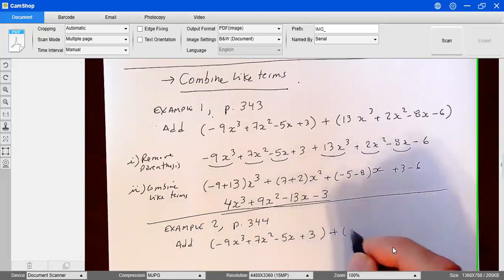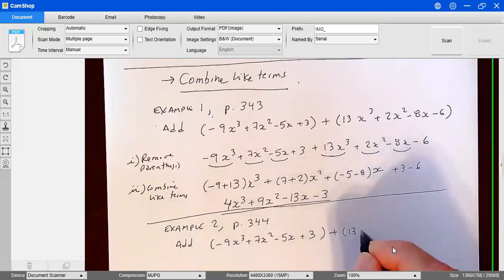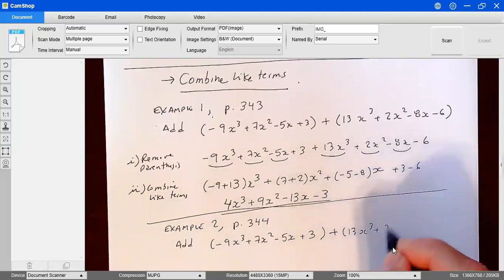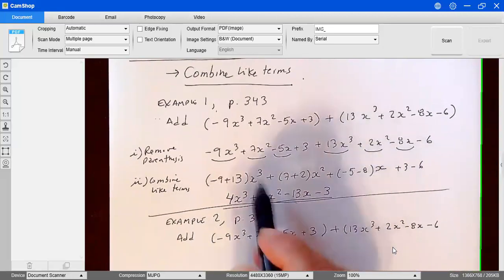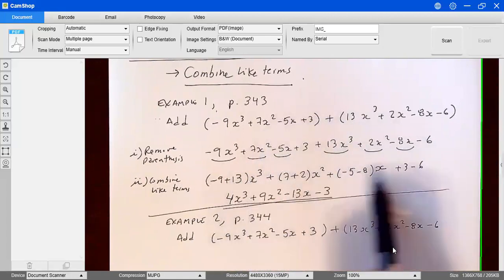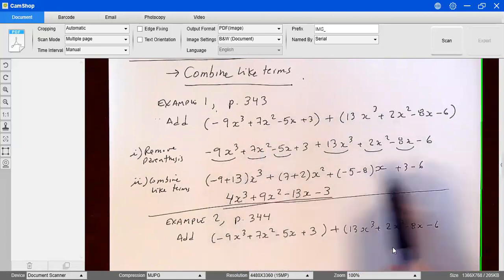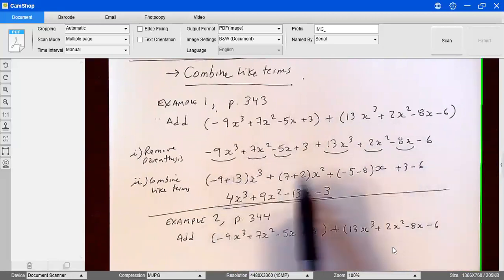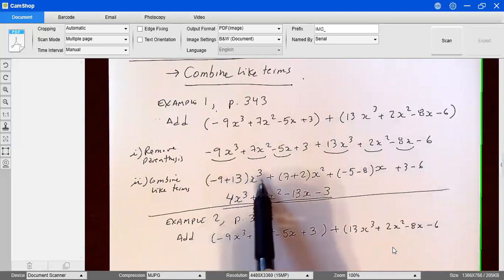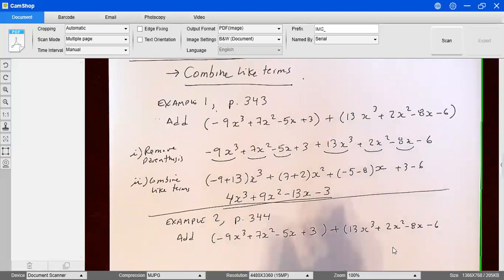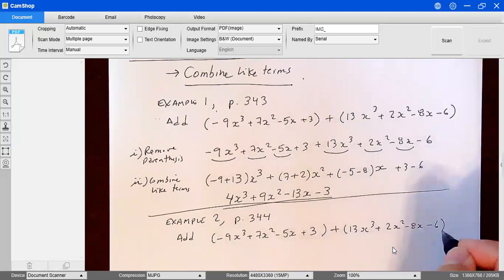The second polynomial is going to be 13x cubed plus 2x squared minus ax minus 6. So in the first example, I added the polynomials using a horizontal format and just combined every coefficient that belongs to the same variable, or a variable with the same degree. So now I'm going to do this by using a vertical format.